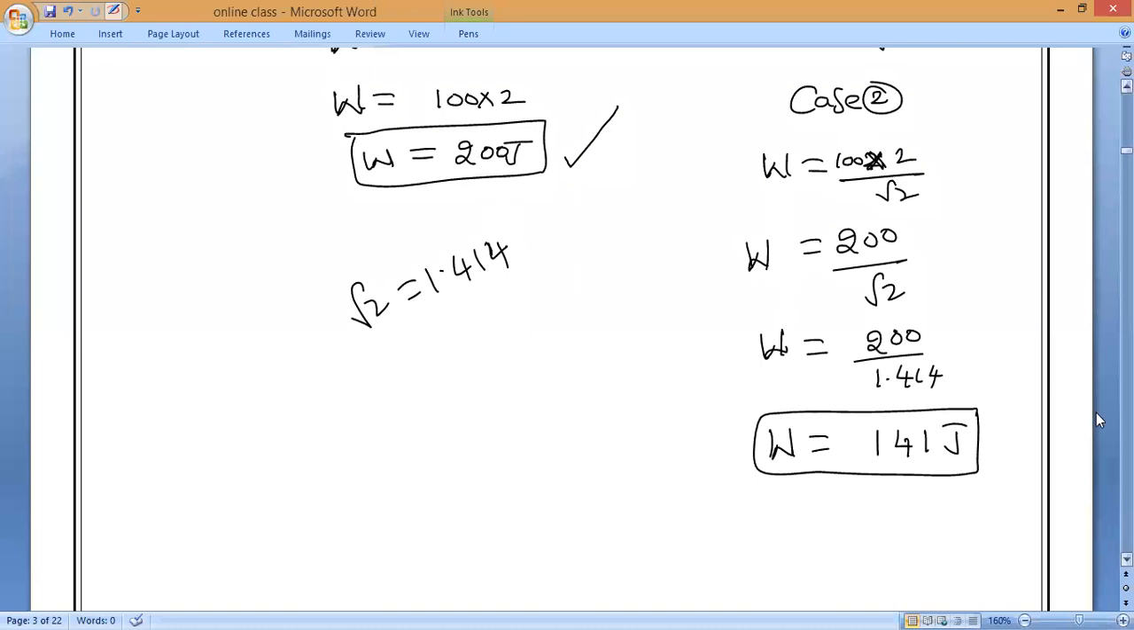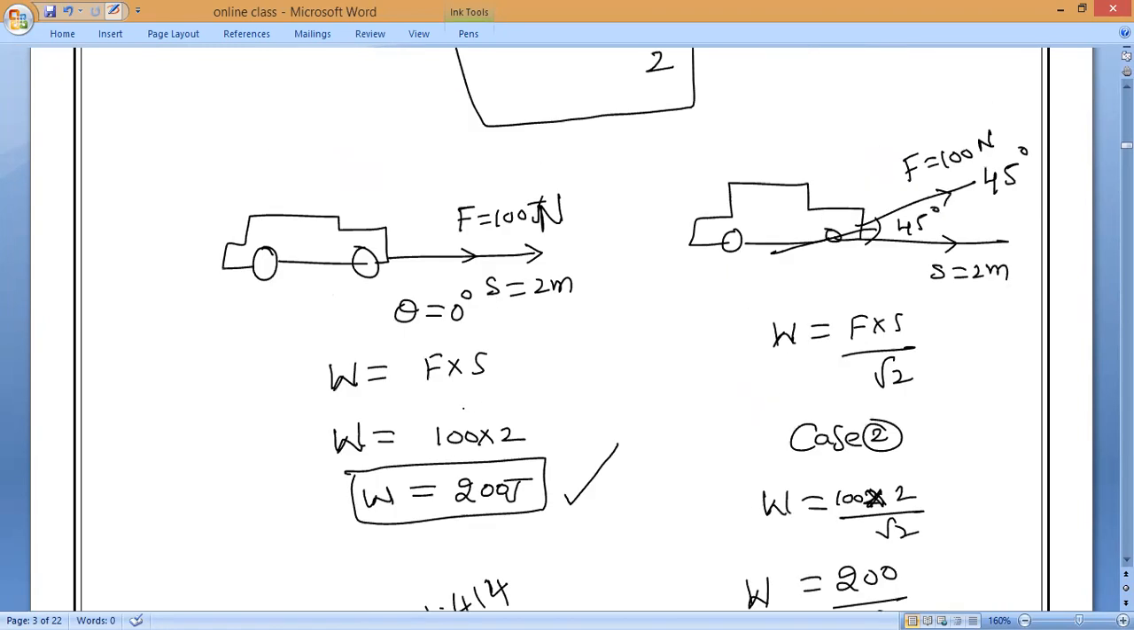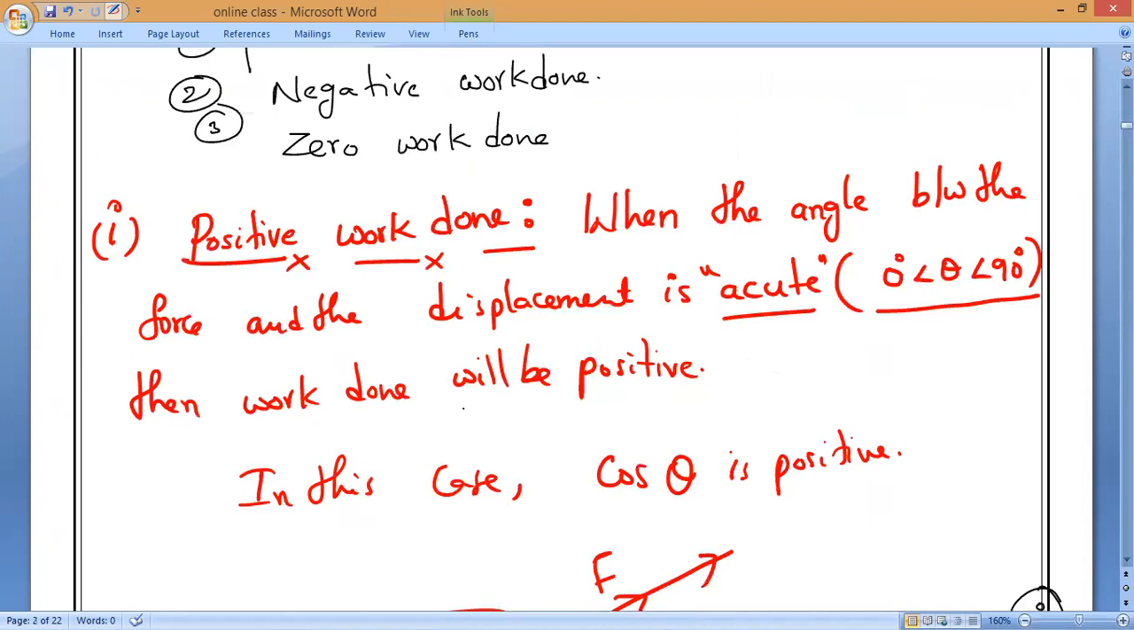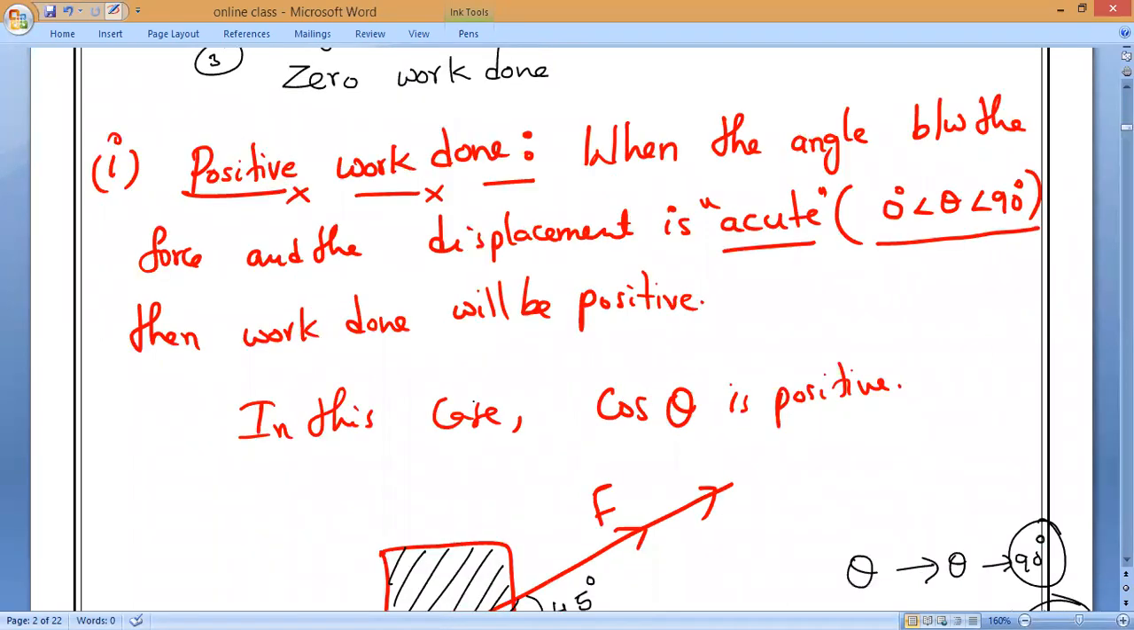So which is better to do? You need to apply the force at 0 angle, or less than 90, with some angle. Which is easy to move the object? With some angle. That is a relation you should understand. That is why I always stress this. This is the concept you have to remember: if you apply the force with some angle, it is easy to move the object. Is it right or wrong?